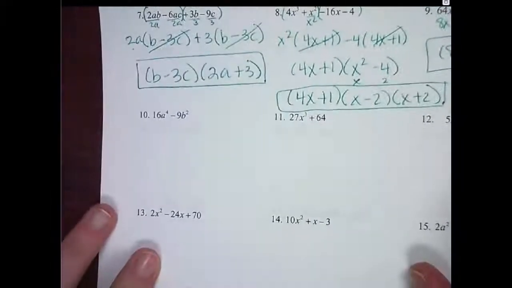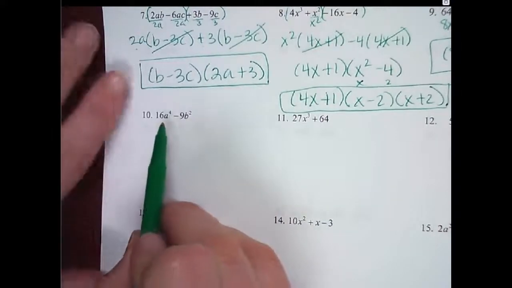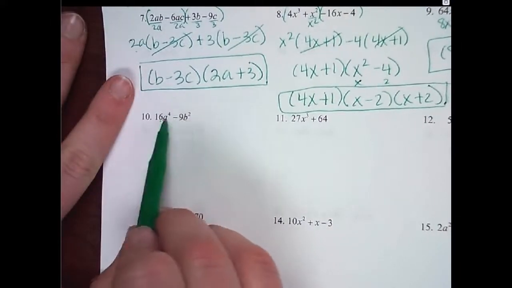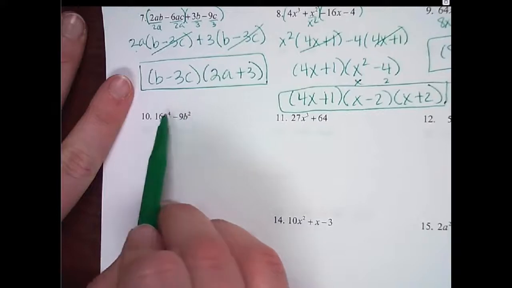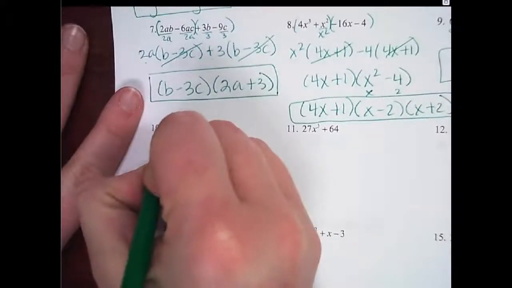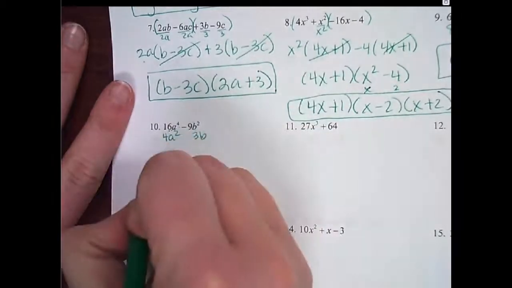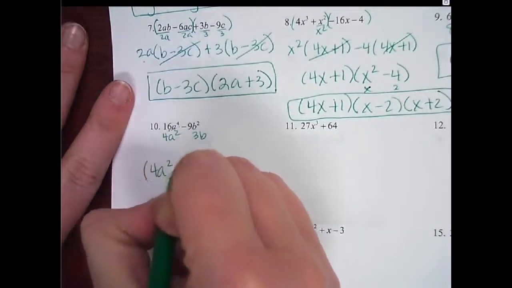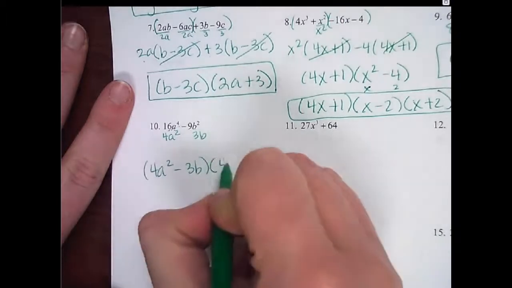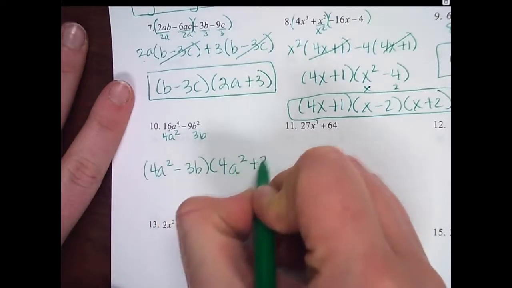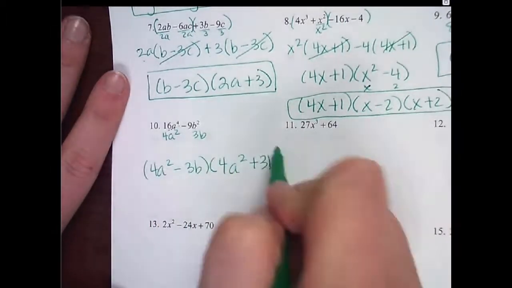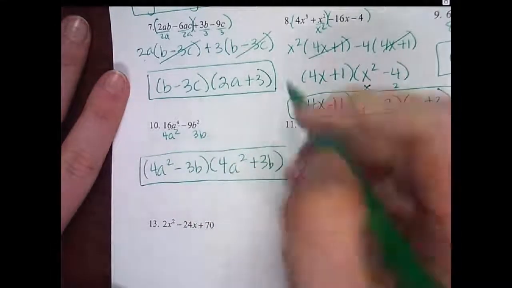Number 10. Now, number 10 is a little weird, but when you look at it, I ask myself, well, is it squares or cubes? Well, I don't see any little 3s. I see a 2 and a 4. So this is 4a squared, and this is 3b. So similar to number 9, this is going to be 4a squared minus 3b, 4a squared plus 3b. And that's as far as I can go. I can't do anything further.